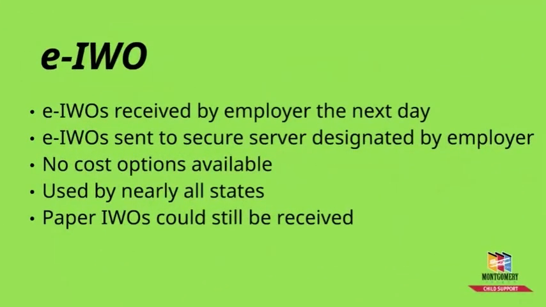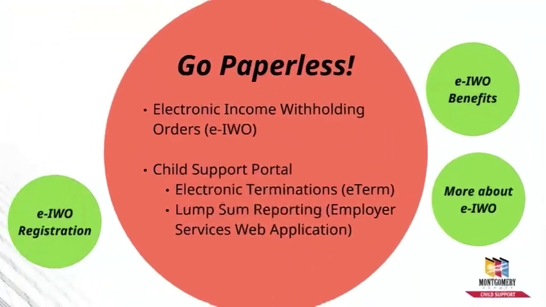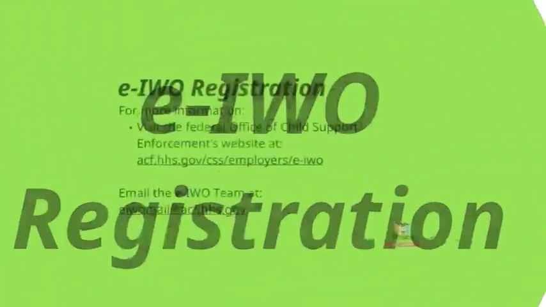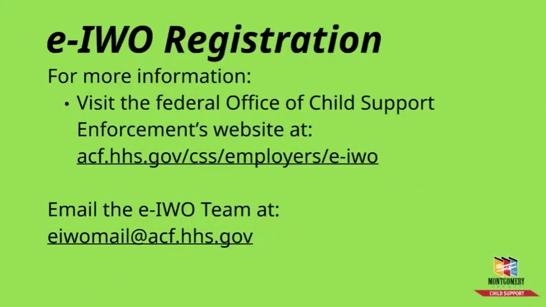More about EIWO. By electing to receive EIWOs, you will receive the withholding order the next business day. EIWOs are sent securely to a server designated by your company. EIWOs are used by nearly all states. For more information about EIWOs, visit the Federal Office of Child Support Enforcement through the Office of Child Support Services online. You can also email the EIWO team at eiwmail@acf.hhs.gov.